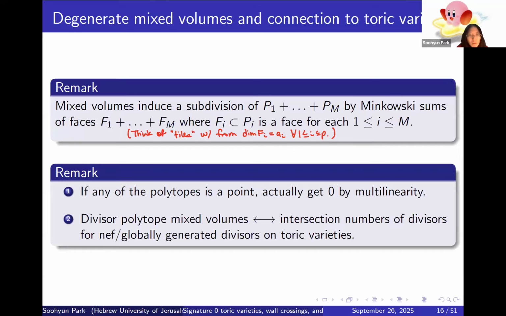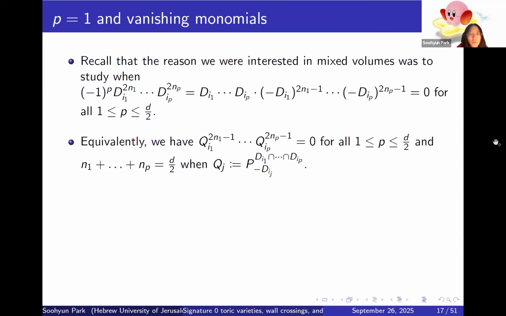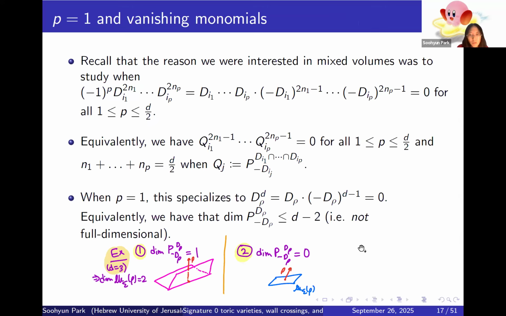Okay, so back to our actual setting. These are the things that we said should vanish. And equivalently, we just rewrite this in terms of divisor polytopes. Okay, so what's actually going on? So let's look at p equals 1.